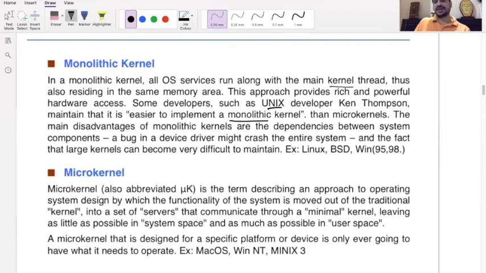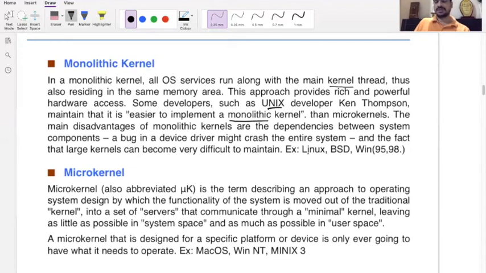A bug in the device driver might crash the entire system. As I told you, a monolithic kernel has everything involved in one particular program. If we find a bug in any of the programs, my whole kernel is going to crash, or my whole operating system is going to crash. So that is a problem related to the monolithic kernel, because all the programs are dependent, not independent, and a large kernel can become very difficult to maintain.